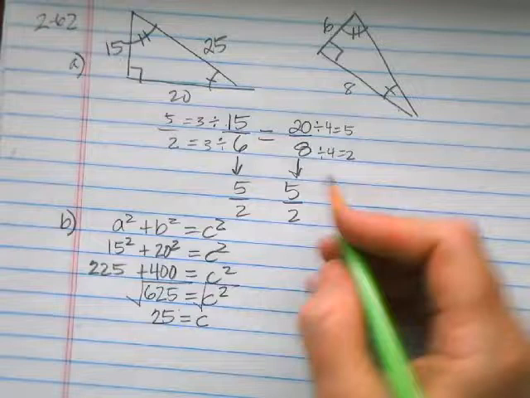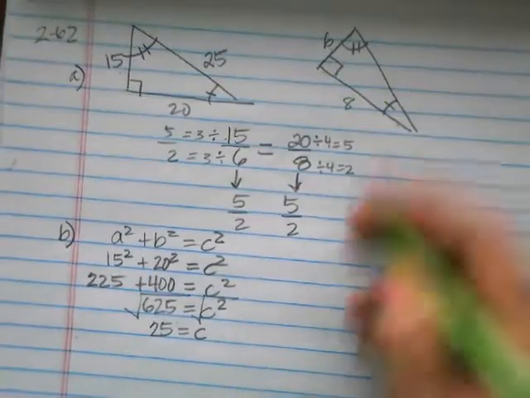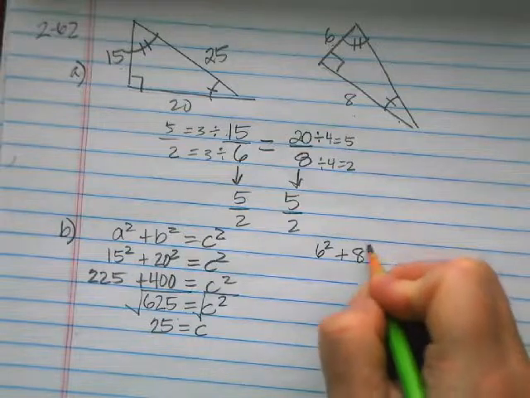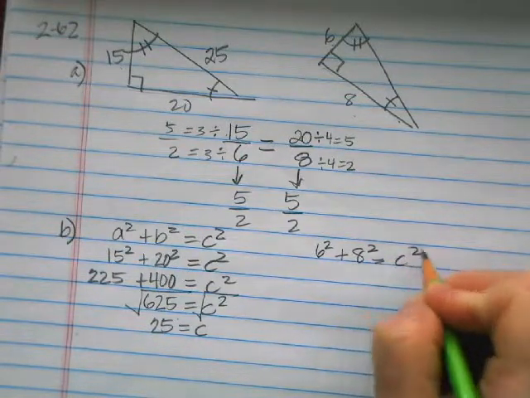Okay, now let's do Pythagorean theorem with 6 and 8. So that's going to give me 6 squared plus 8 squared equals c squared.